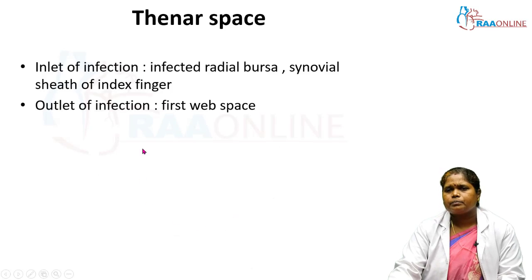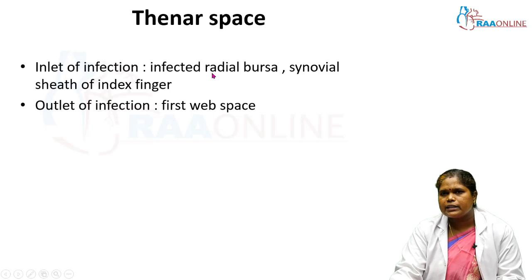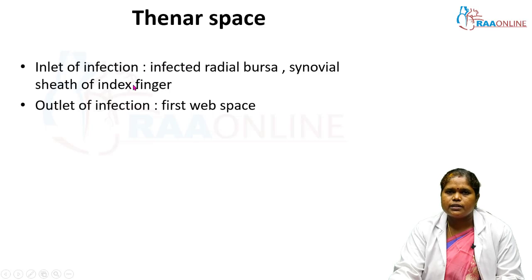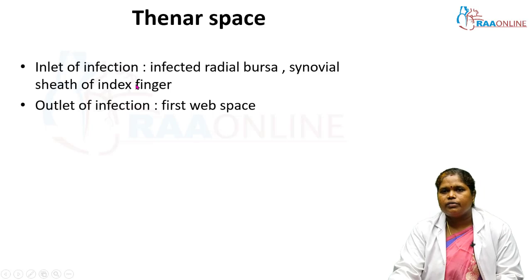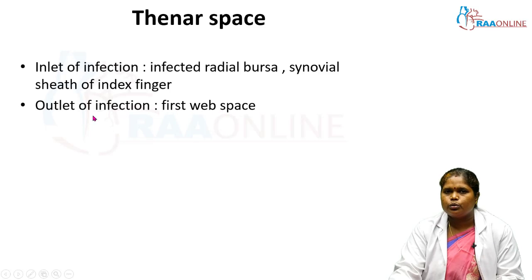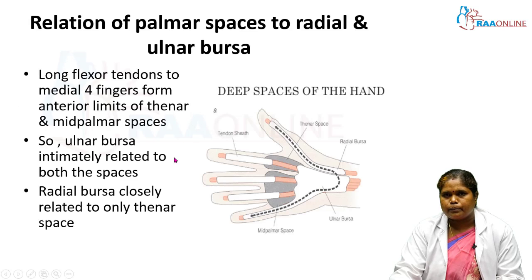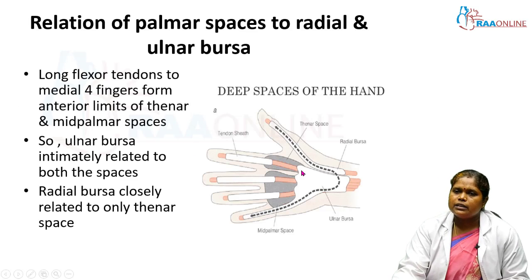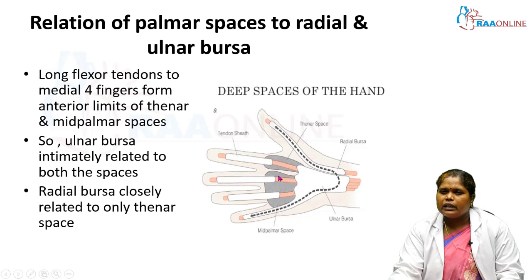Inlet of infection. So if there is an infection in the synovial sheath of the flexor pollicis longus tendon, that is the radial bursa, or any infection of the synovial sheath of the index finger, if there is an infection in these structures, it will act as an inlet of infection for the thenar space. And we can let out the pus by incising the first web space, that is known as the outlet of infection. So here again, this is to revise what is the ulnar bursa, the radial bursa, and what is the relation with this space.